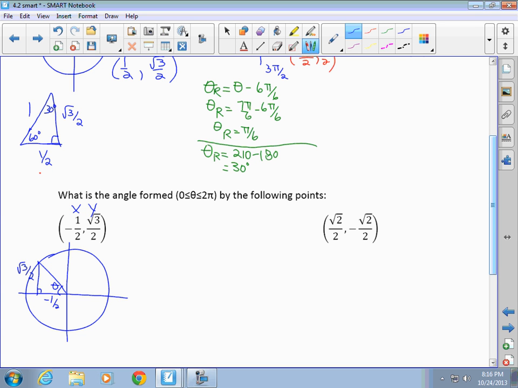So in order to find out what that angle is, I have to take a look at my special triangles and figure out, okay, which one had the √3 over 2 as the opposite side? Well, that's the 60-degree one. Okay, so we look at the 30, 60, 90 triangle.